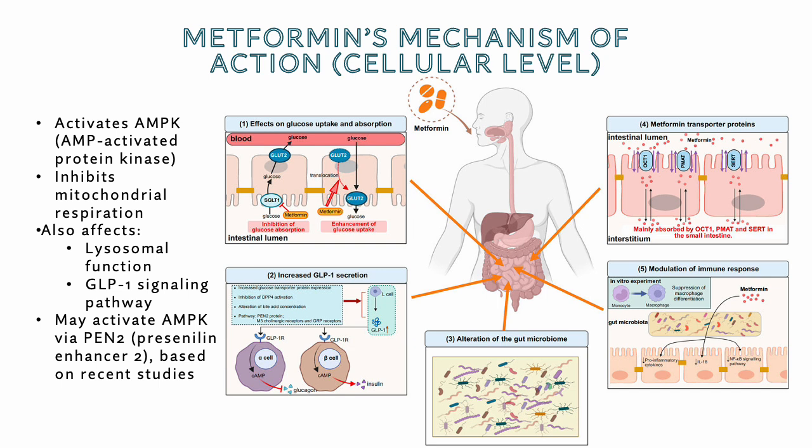Looking at the diagram, metformin slightly reduces glucose absorption in the intestines. It boosts the release of GLP-1, which is a helpful gut hormone, and alters gut bacteria, which contributes to blood sugar control. Specific proteins in the intestinal lining help metformin get absorbed effectively, and studies also suggest that it reduces inflammation, helping the immune system. So, metformin works in multiple ways at the cellular level, impacting energy, glucose handling, gut signals, and potentially even immunity, all to effectively manage type 2 diabetes.